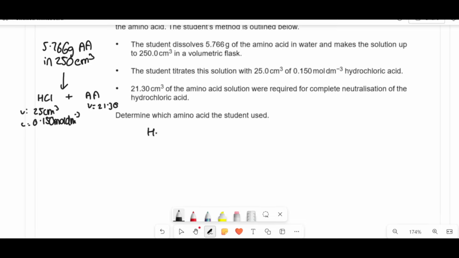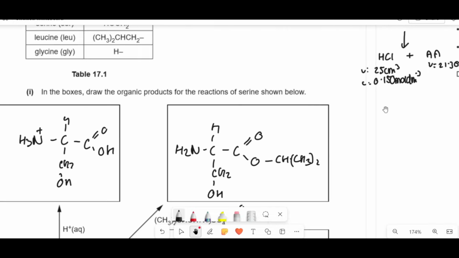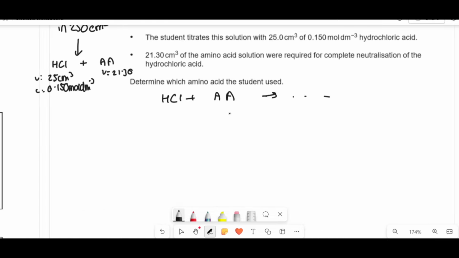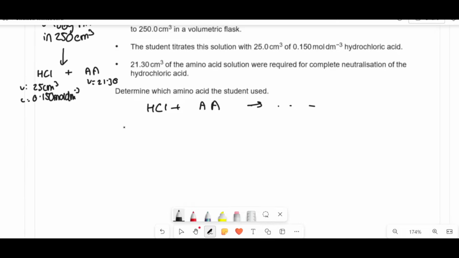In this case, it's going to be HCl plus an amino acid, whatever this amino acid is, makes whatever and whatever, right? I just want to check that they're in a 1-to-1 ratio or a 1-to-2 or whatever. This HCl is going to react with the NH2 part here, the H3N+ part, right? So that means it's going to be a 1-to-1 ratio. That's fine. Then I can work out the moles of the HCl.